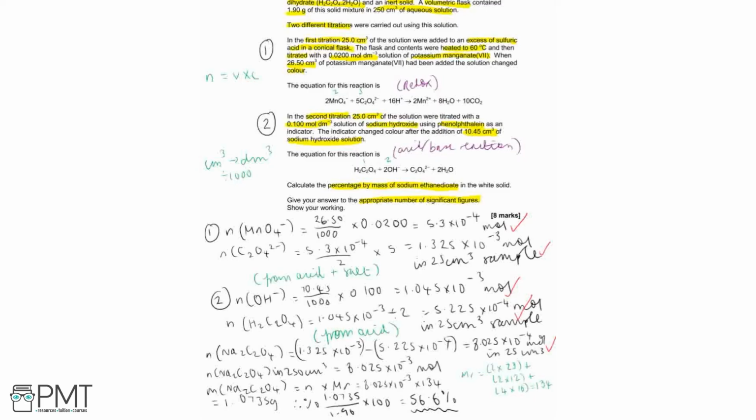Now the next mark is then for remembering that we've worked out the moles in 25 centimetre cubed, so then multiplying our answer by 10 to get the moles in 250 centimetres cubed. So the last two marks were firstly for working out the mass of the sodium ethane dioate by multiplying the moles by its molecular mass of 134. And then that final mark is for getting our answer for that percentage by mass of 56.6, and it has to be to 3 significant figures to get that final mark there. And that's how you answer this question.